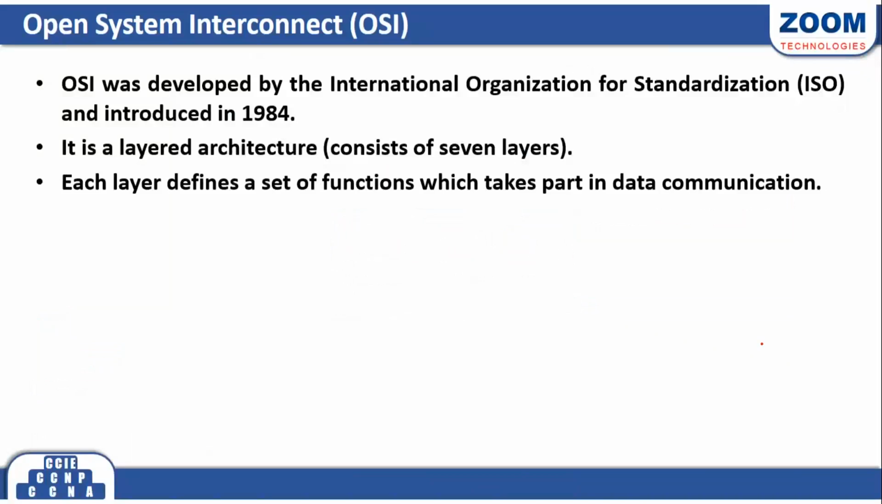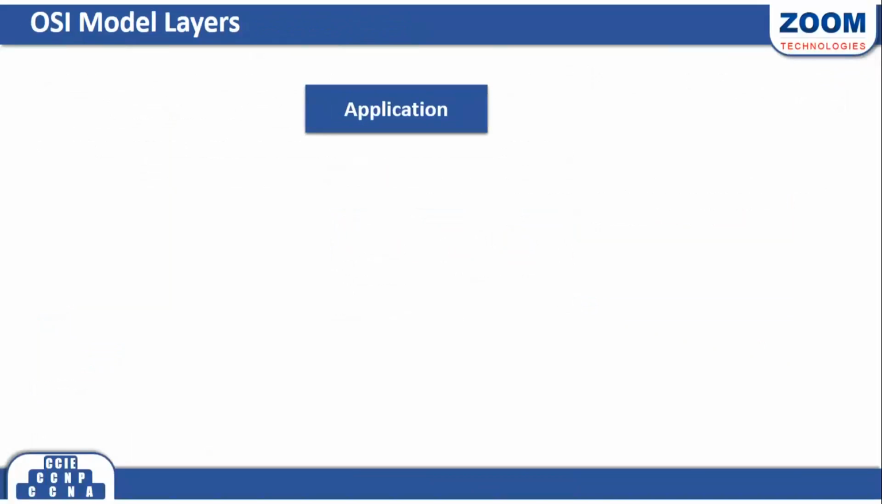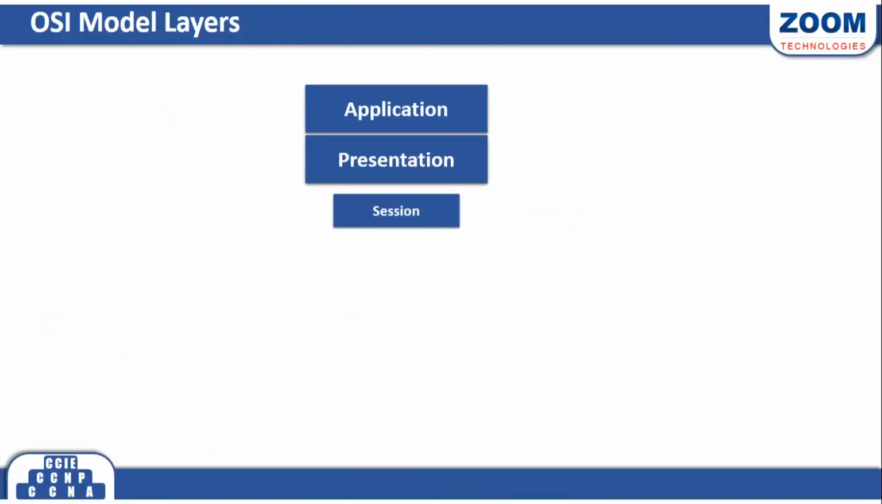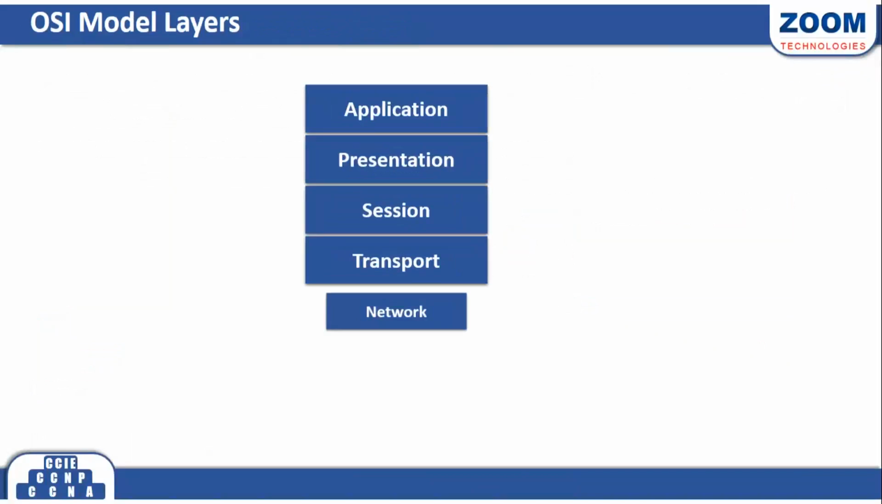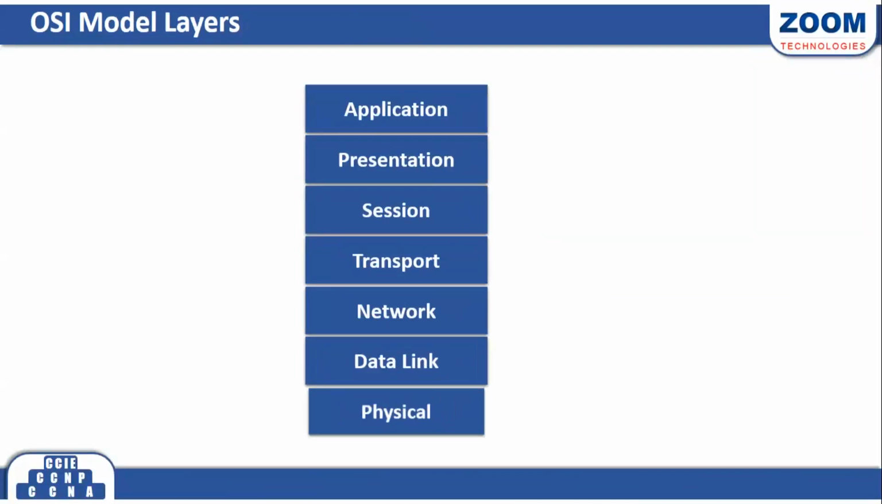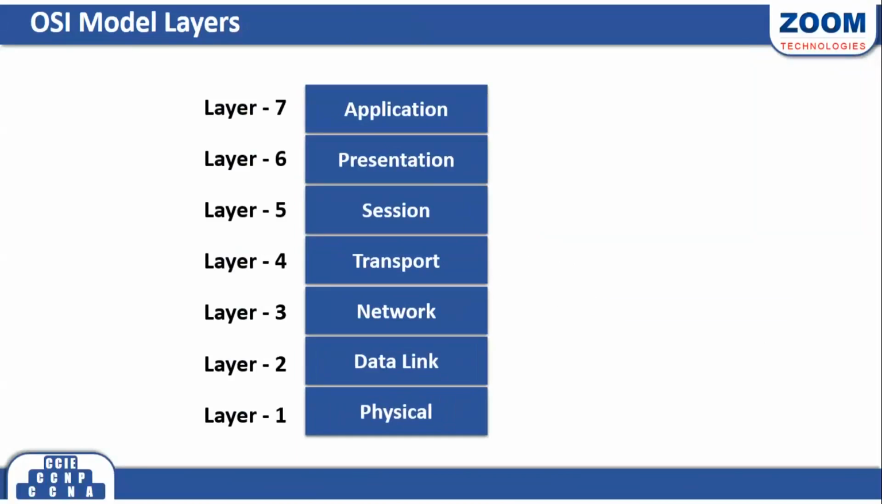So in each layer there is a set of functions, a set of rules, which take part in the data communication. Like the top layer is application layer, then presentation, session, transport, network, data link layer, and physical layer. Numbering bottom to top, layer 1, layer 2, layer 3, layer 4, and so on.